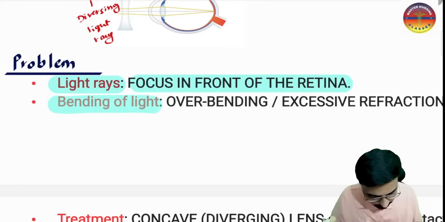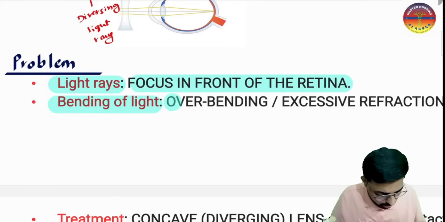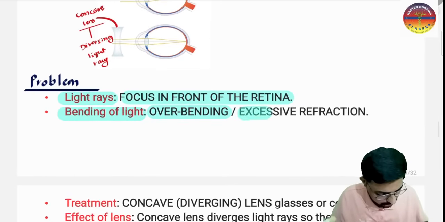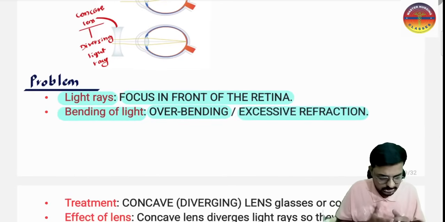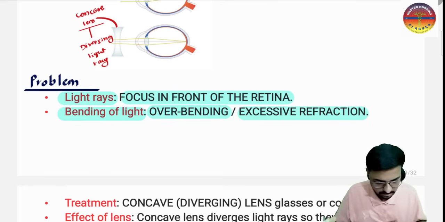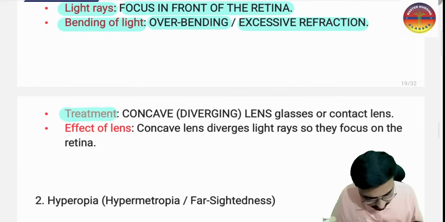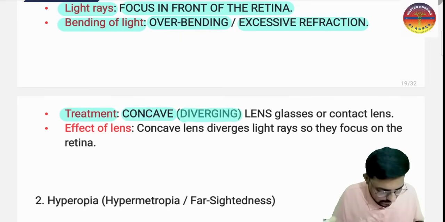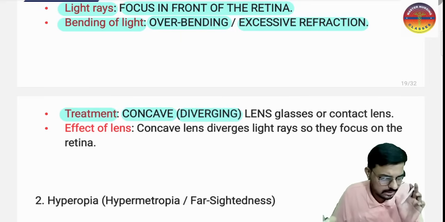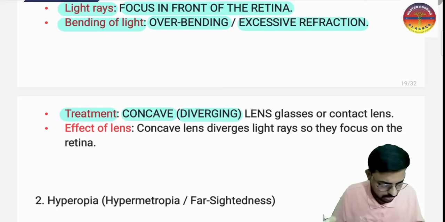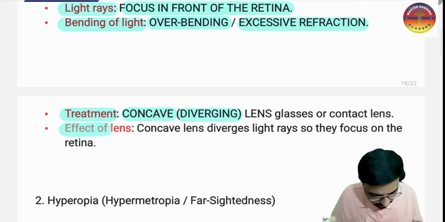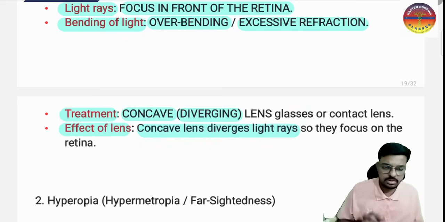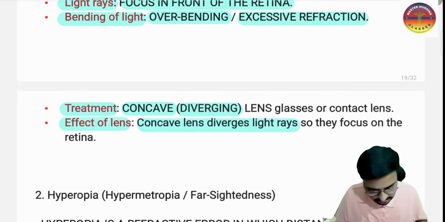Due to the over function of our lens, over bending of the light is happening, or excessive refraction, that is excessive convergence. So the light rays are bending in front of the retina. The treatment is adding the concave lens, which diverges the light rays and allows them to focus exactly over the retina. This is very important. Next, the effect of the lens: a concave lens will diverge the light rays, which is helpful in focusing on the retina.